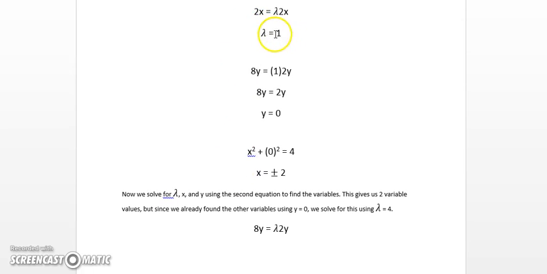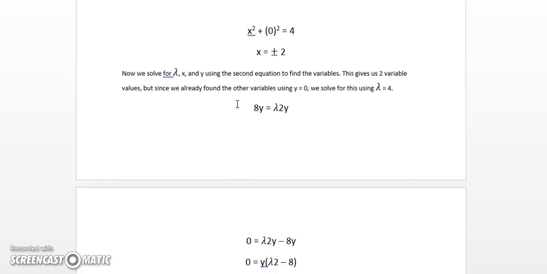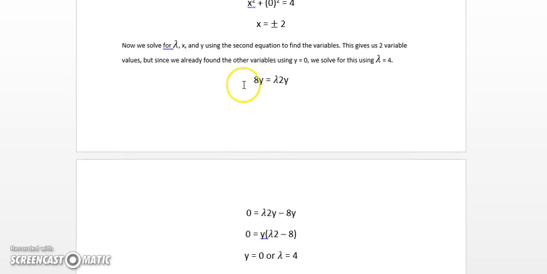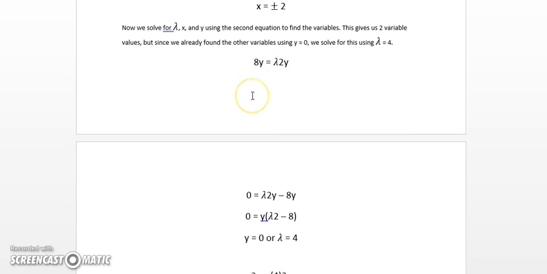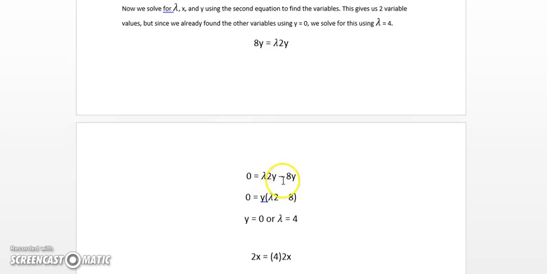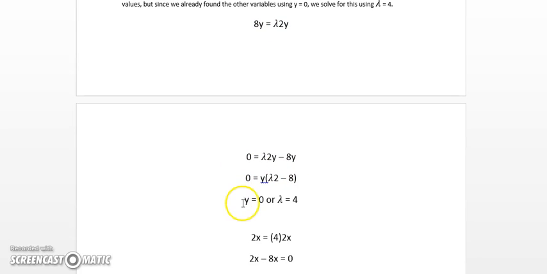As I said before, these variables can have more than one value. We solved for lambda using the x equation, but if we use the y equation, we'll get a completely different lambda, which we have to account for. So we're going to do another system of equations to solve for lambda using the y equation. We plug that in and do the basic algebra. We get that y can equal 0 or lambda can equal 4.